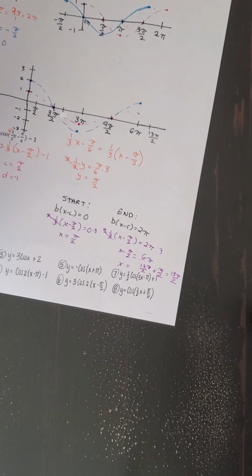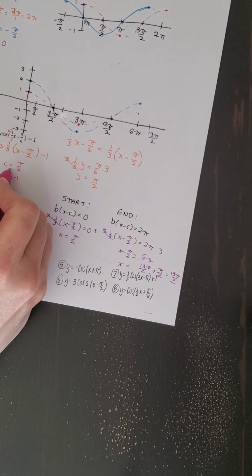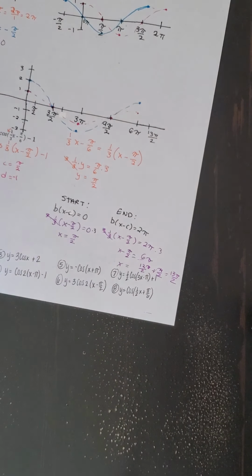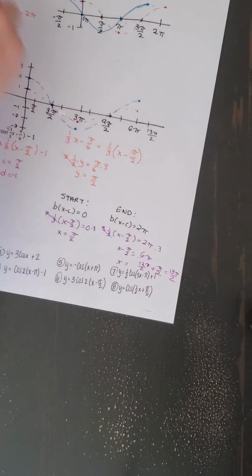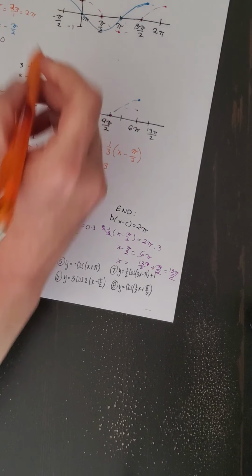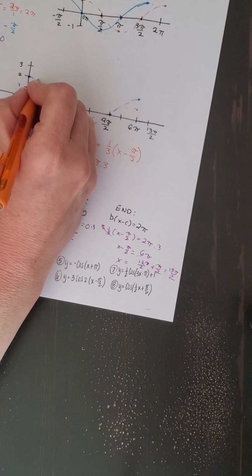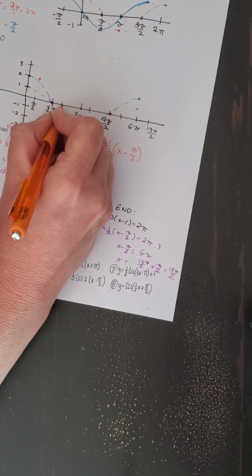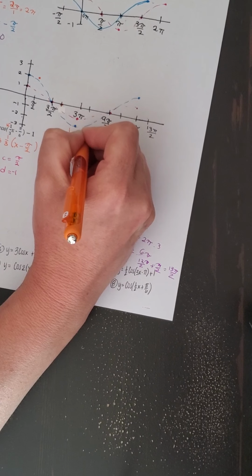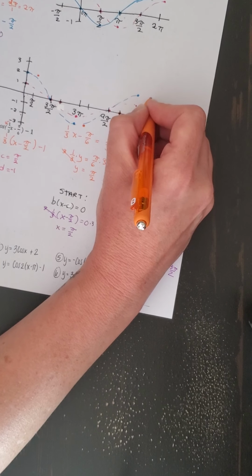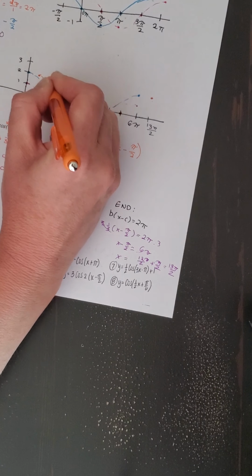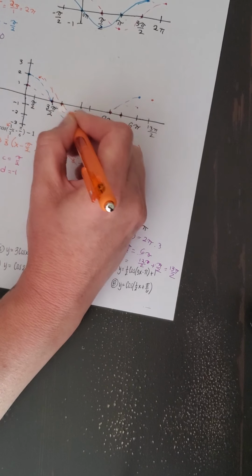Now the last things I need to do, I need to shift pi over 2 to the right. So every point is going to move pi over 2 to the right. So this point will move to right here. This point will move to right here. This point will move to right here. This point will move to right here. And then this point will move to right here. And I'll sketch it in again.